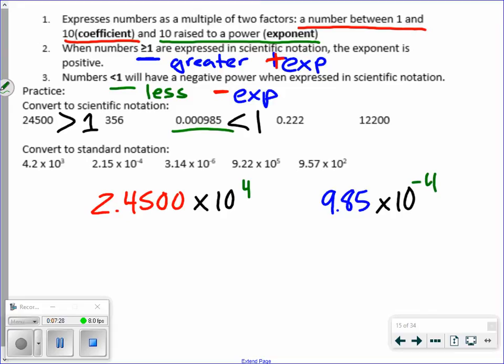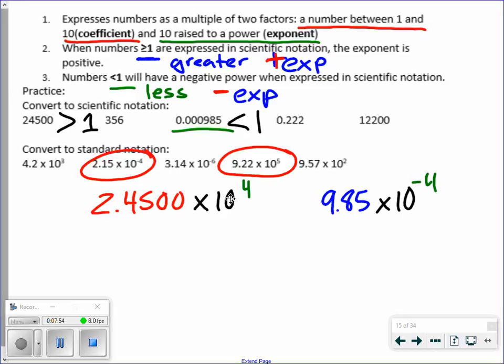Alright, so now let's do the opposite. I think actually going from scientific to standard is even easier, okay, in my opinion, because it gives me all the information. Alright, so let's do the first one, and then I'm going to have you do this one and this one on your paper, and I'll come around and check, okay? And then we'll get started with our homework.